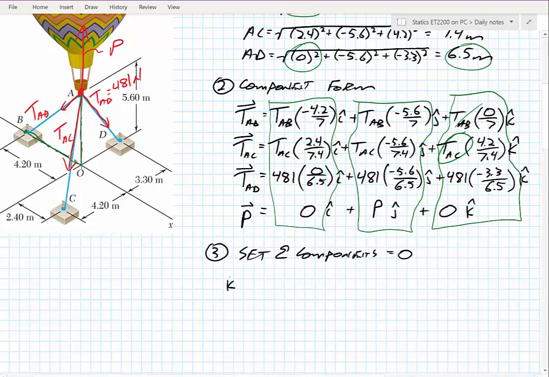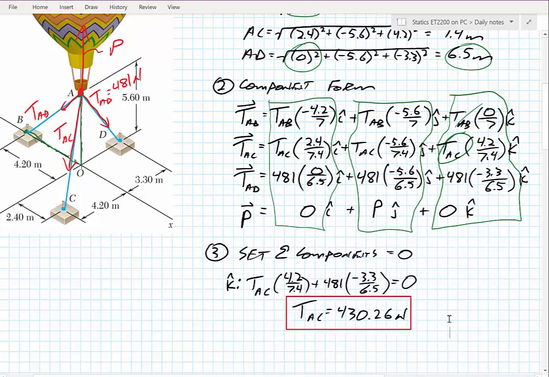So I'm going to start with this K hat direction. And if I add up all my K hats, what I have is this TAB is 0. So I'm just going to drop that, and I have TAC times this 4.2 over 7.4, and then I have this plus 481 times minus 3.3 over 6.5, and set all of those equal to 0. If I do that, I can solve for the tension in cable AC, and I get a tension in cable AC is 430.26 newtons.